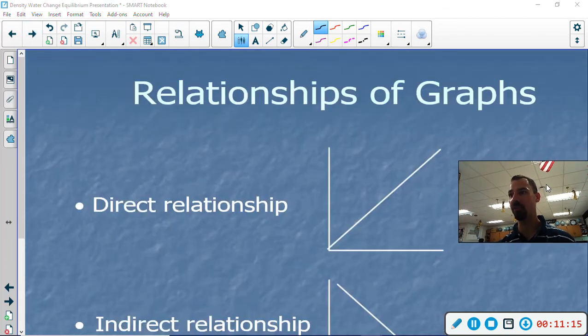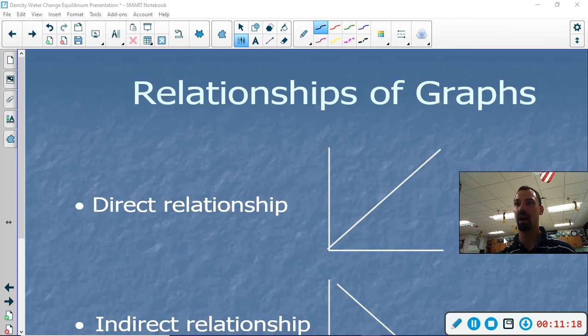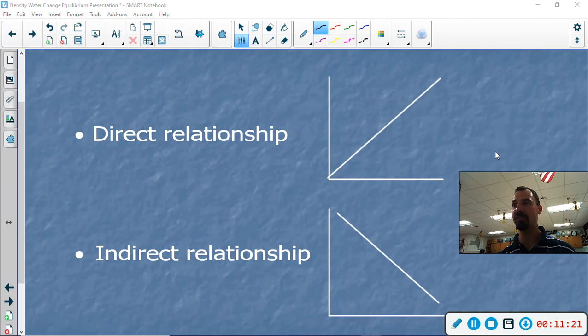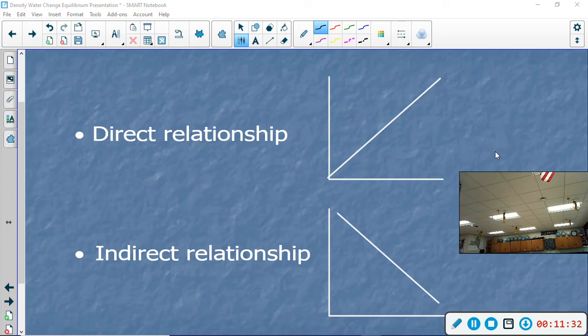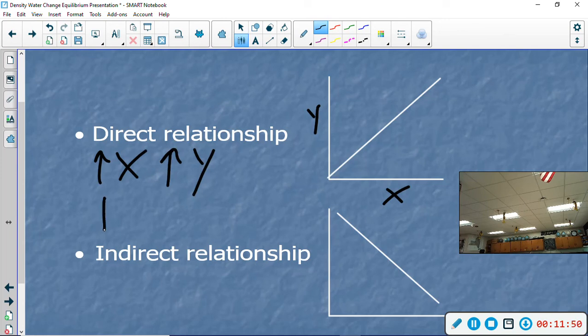Okay, now graphs are also going to be an important part of this class. So direct relationship are graphs that slope upward. Okay, and indirect or inverse are the ones that slope downward. So when we talk about variables, I'm going to draw some stuff on this. If you put x and y on this, okay, in a direct relationship, if you increase x, you also increase y. Okay, and you do the reverse also. If you decrease x, you decrease y. So x and y do the same thing together.